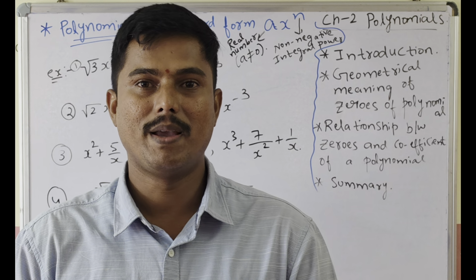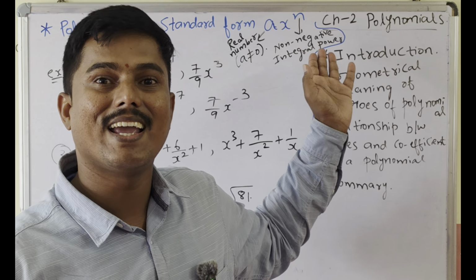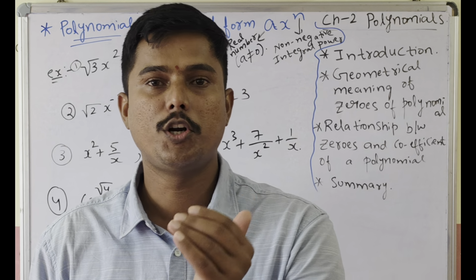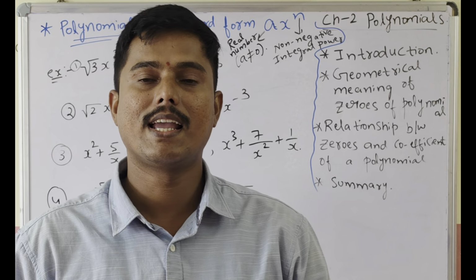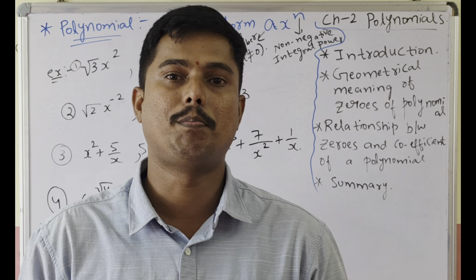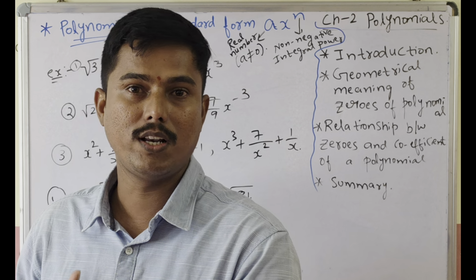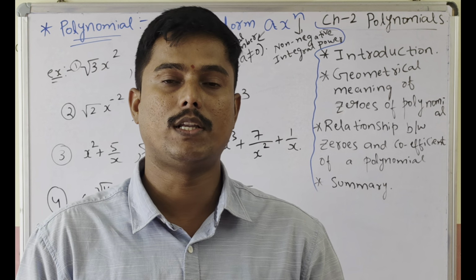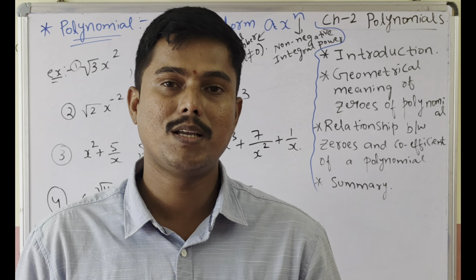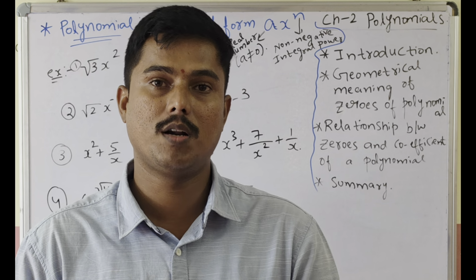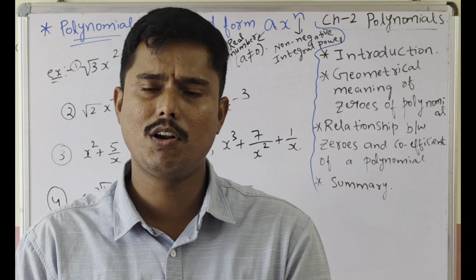A polynomial is basically in the form of ax power n, where a is a real number and it should not be equal to 0. Then what should n be? n should be a non-negative integral power, meaning it can be 0, 1, 2, 3, 4 and so on. But it cannot be any negative value, any imperfect square or imperfect cube root, it should not be in decimals or fractions, and x should not be in division. If any of these cases is there, it will not be a polynomial.